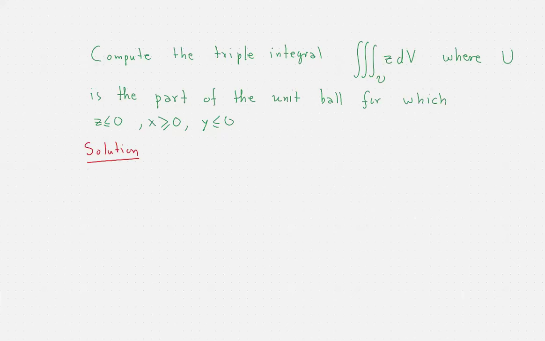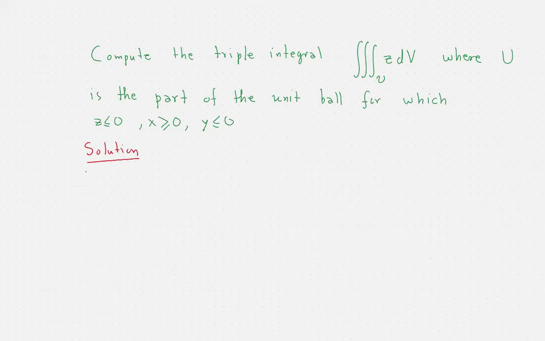Okay, so we would like to compute a triple integral, which is over a part of the unit ball that lies in one octant. And this octant is defined by the condition z is less than or equal to 0, x is greater than or equal to 0, and y is less than or equal to 0. So our first order of business is to try to express this domain in terms of spherical coordinates.